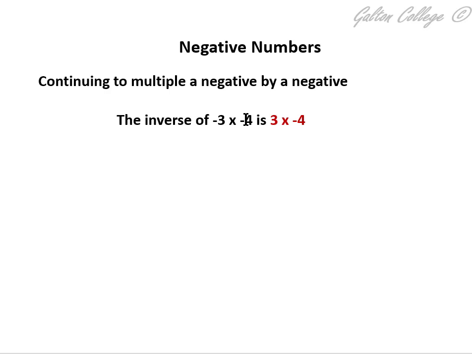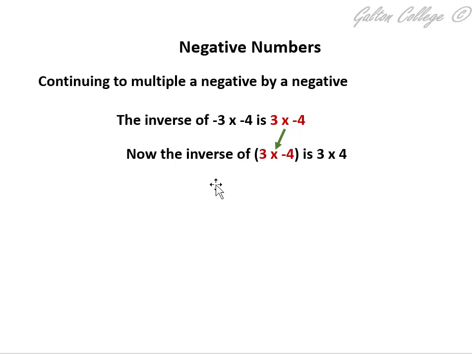Minus 3 times minus 4. The inverse of that will be this one. And if we multiply those two together, or if we add them together, I should say, then we should get 0 when we multiply out. So, multiplication and division before addition and subtraction. So when we multiply them out, we should get 0.